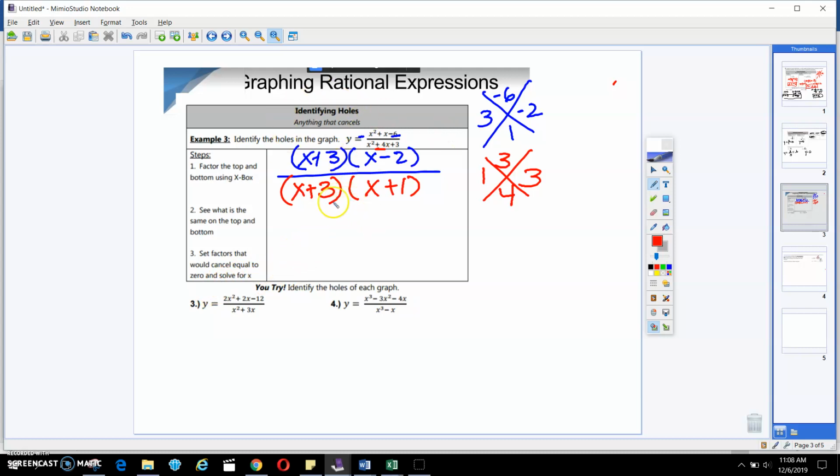Identifying the hole is where we're going to cancel out in the top and the bottom. Okay, so this x plus 3 repeats in the top and the bottom. So what we're going to do is set that equal to 0, solve, and we're going to have a hole at x equals -3.